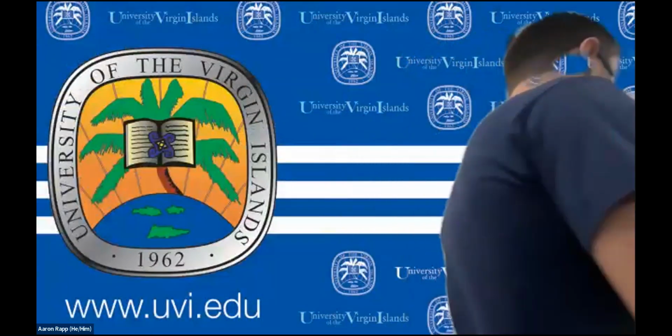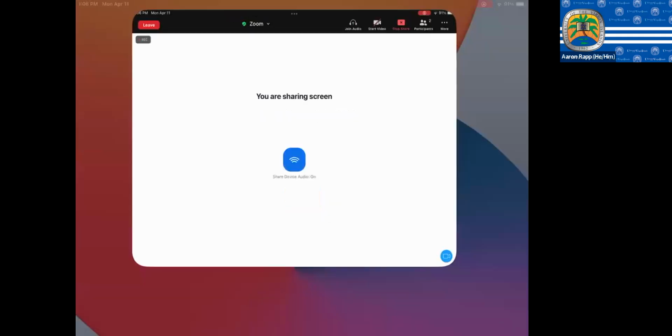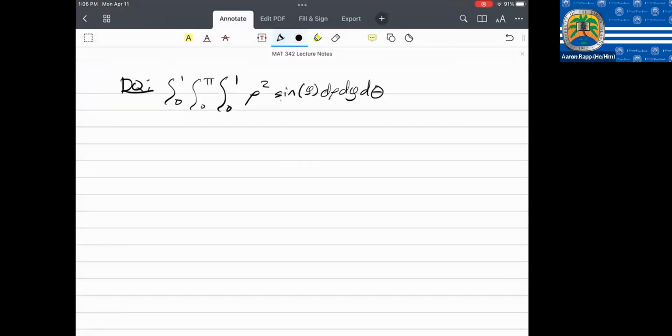So what am I integrating with respect to first? With respect to rho. Which means I need to figure out what is the antiderivative of rho squared with respect to rho. And that is what? Rho cubed over 3, and I evaluate that from 0 to 1. Which means it's 1 cubed over 3 minus 0 cubed over 3, or 1/3 sine phi d phi d theta.